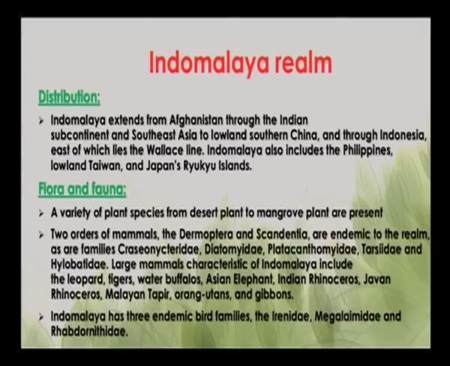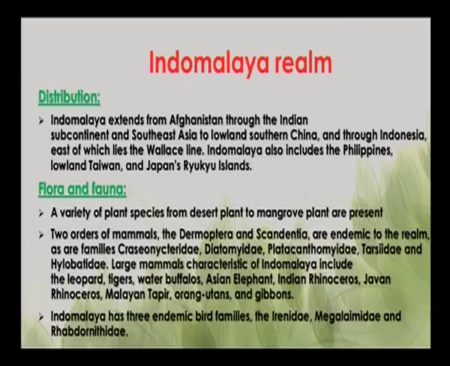If you look at the distribution of flora and fauna over here, you have plant species right from the desert plant to mangrove plants present. Two orders of mammals are endemic to this area. Then you have many other animals like the leopard, tigers, water buffaloes, the Asian elephant, the Indian rhino, the Java rhino. All of these are typical to this area.